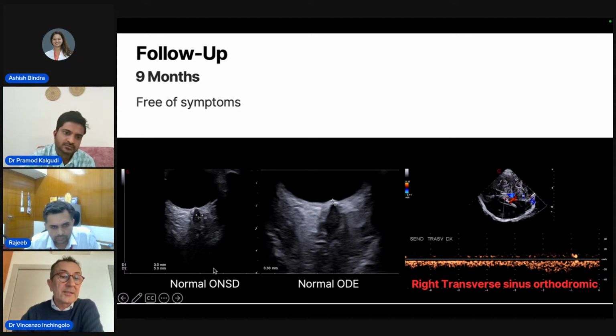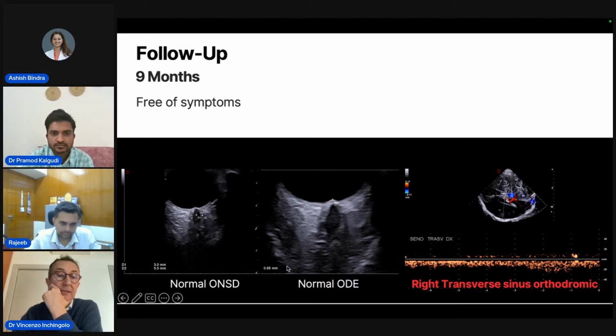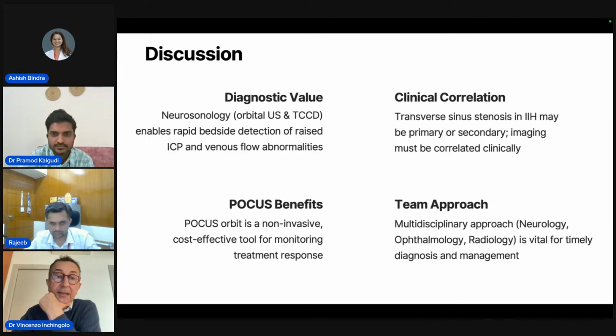It was always normal at 9 months, always free of symptoms, and at 3 millimeters of depth. You can see here the measure of 5 millimeters, the optic nerve sheath diameter, that was normal. And also normal optic disc elevation, only 69 millimeters. And this is the transverse sinus, now orthodromic, no longer antidromic, but orthodromic. And these are points of discussion.